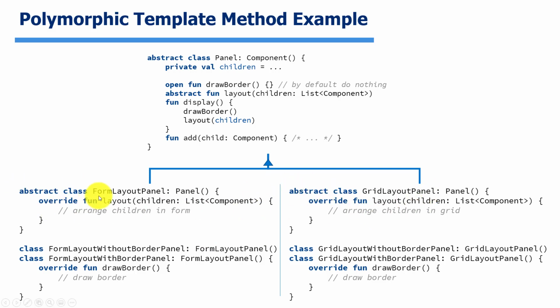I also made these abstract so people aren't going to just create instances of these. Each of those has two subclasses: form layout without border panel, which really doesn't do anything. It's just calling the first one. It's just using that layout. And then form layout with border, which just overrides border.